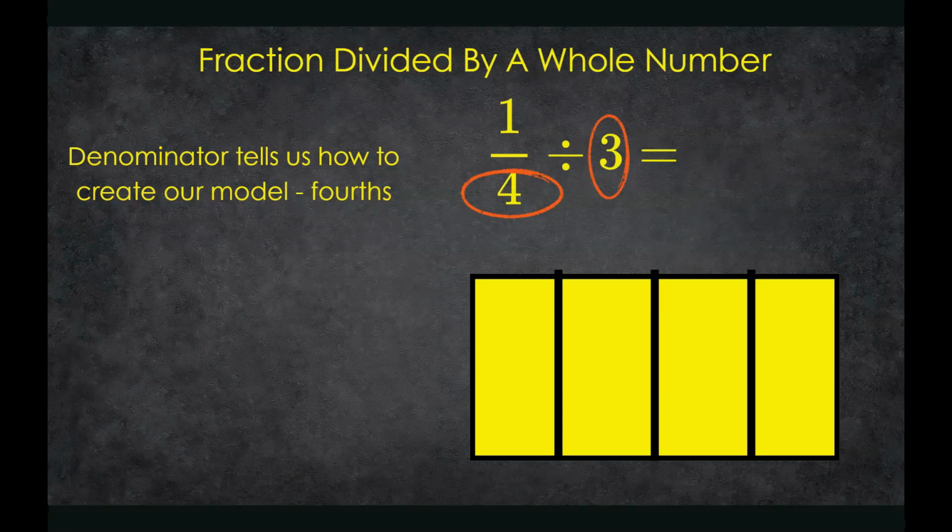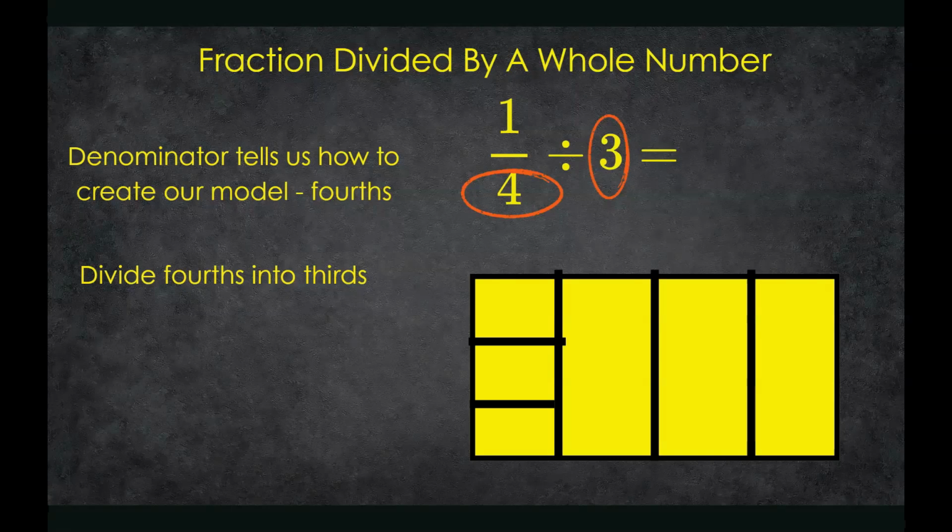Then we're going to be looking at, well, how are we going to split these fourths up? In this example, it's telling us to take 1/4 and split it into 3 parts. So we're going to be dividing our fourths into thirds. So that's what it's going to look like. We're going to take 1/4 and we're going to split it into 3 pieces.